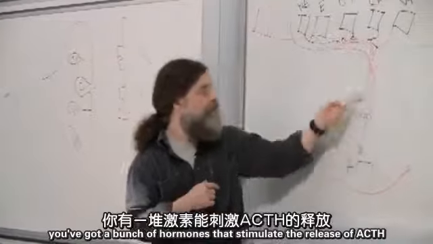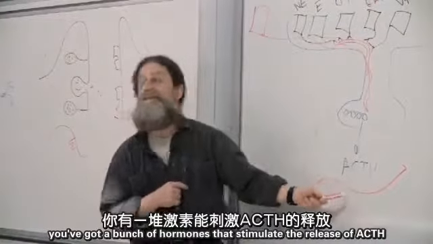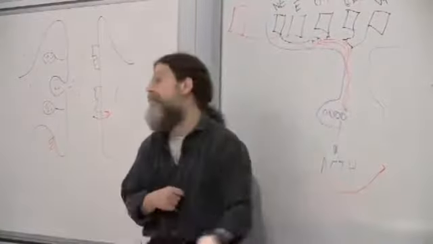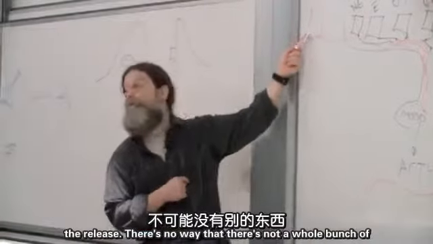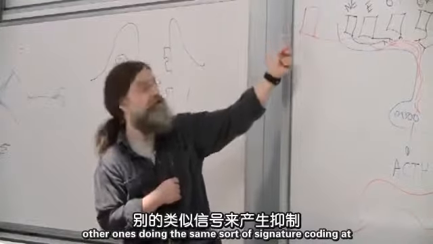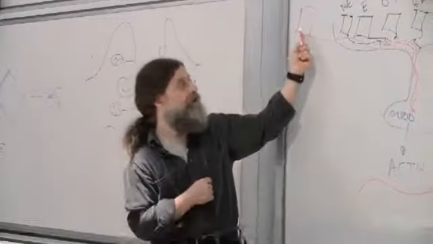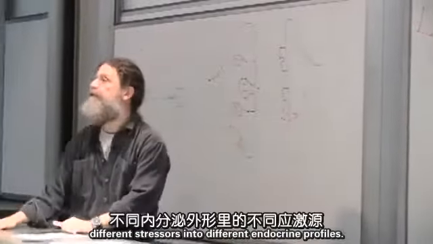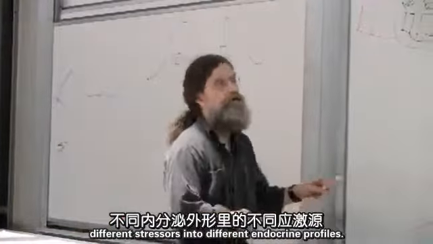You've got a bunch of hormones that stimulate the release of ACTH. You've got at least one fairly well implicated that inhibits the release. There's no way that there's not a whole bunch of other ones doing the same sort of signature coding at the inhibitory end. And you've got different ways of translating different stressors into different endocrine profiles.